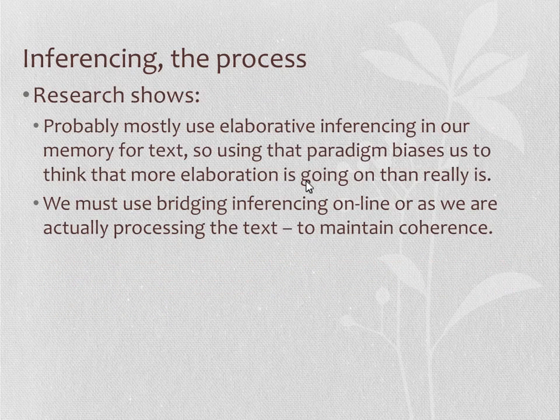The research shows that people mostly use elaborative inferencing for memory of a text. But the paradigm we use to study this really biases us to think more elaboration is happening than maybe is. What that first bullet really says is that the way researchers look at this particular type of inferencing leads us to believe more elaboration is happening than maybe it is. But we also do bridging inferences as we're processing, otherwise we won't maintain coherence. So it's probably a little bit of both, depending on the goals of the reader.